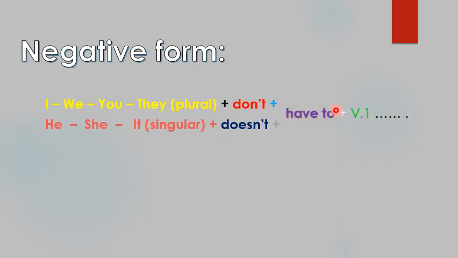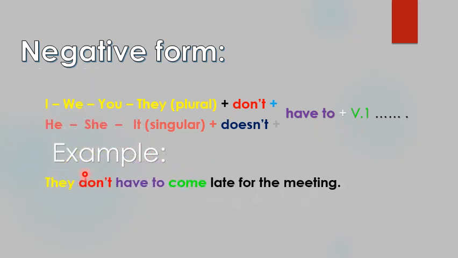So in negative form, we just add have to without has, because here we have don't and doesn't plus verb 1. إذا في حالة النفي فقط نضيف have to. إذا كان الفاعل جمع we add don't, and إذا كان الفاعل مفرد we add doesn't plus have to plus verb 1. So here we have an example.